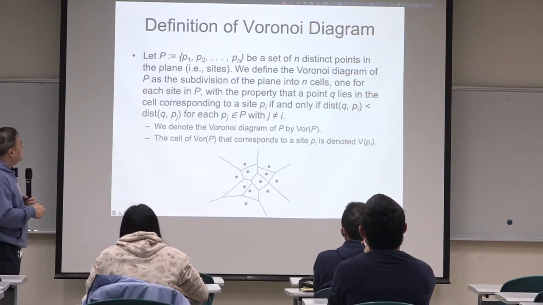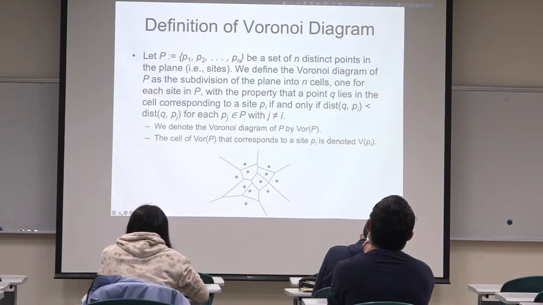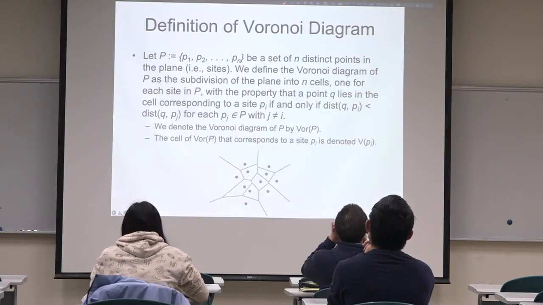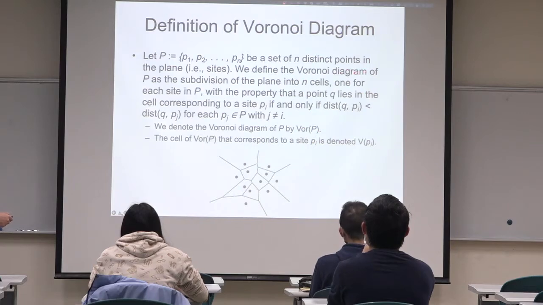So given a set of sites, the site is just a point, so it will be the same as given a set of points. We represent those sites or points as P1, P2 up to Pn. We have n distinct points in the plane. You can call them points or sites. In this chapter, they can be used interchangeably.